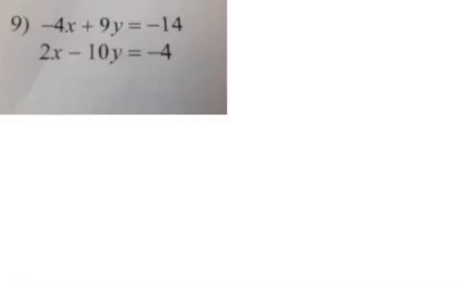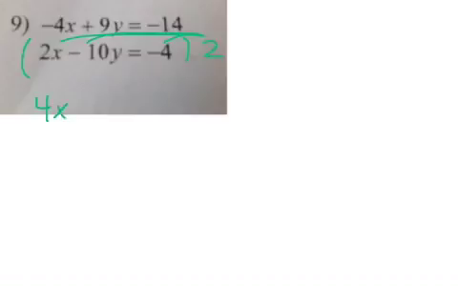Okay, here's another problem. Now notice this time, 4 and 2 don't cancel out. Neither does 9 and 10. So now we have to understand that sometimes we have to multiply. Now the trick, of course, is which one do I multiply? What I'm going to do is just times this one by 2. And again, we know our distributive property. Each term is times by 2.